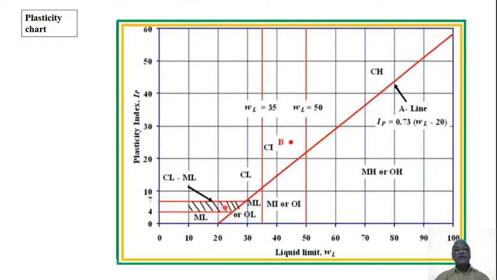And if it falls in this particular piece of area, then it will be classified as CL-ML. It is in between 4 and 7. I have told you that if IP is less than 4, it can be taken as silt. If IP is greater than 7, it can be taken as clay. But 4 to 7 is a transition. Because of that, it requires a dual symbol representing both clay and silty properties. That's why the classification symbol is also CL-ML. Okay.